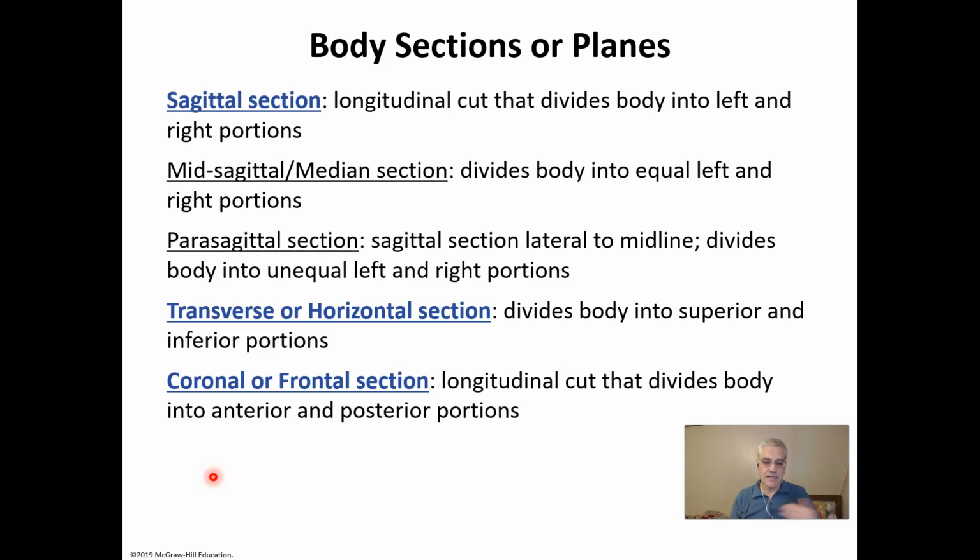And so this allows us, for example, if you were getting an MRI or a CAT scan of somebody, that machine will take pictures. It takes pictures of your body in these various planes, in these various sections, and it allows us to identify very specifically where something is in the body.